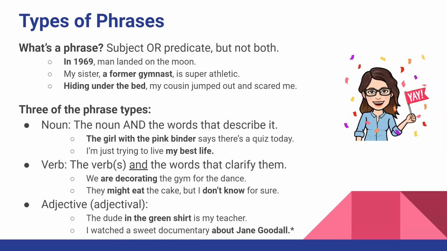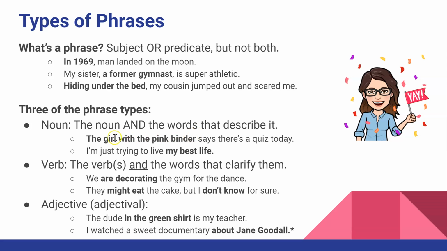Now today we're going to dig into 6 different phrase types, and here's the first 3. Here are the ones that I think are the easiest. First, a noun phrase is just the noun and the immediate words that describe just the noun. Now you might be thinking, hey, there was a noun clause too. But again, a noun phrase doesn't have a verb in it. So, the girl with the pink binder.